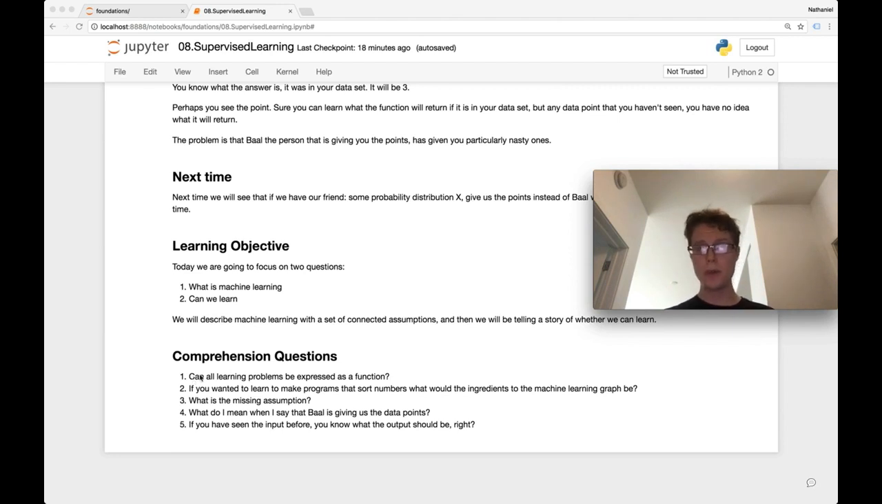So hopefully you've learned what machine learning is, and can we learn? And currently the answer is, it doesn't look like we can learn. Well, we'll change that next time.